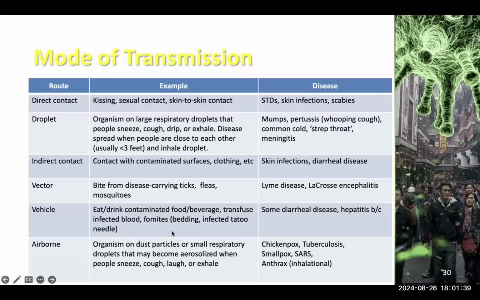So for direct contact, mostly sexually transmitted diseases, skin infections, and scabies. Droplets, we have pertussis, common cold, strep throat, meningitis. Indirect contact with the contaminated surface includes skin infections and diarrheal diseases. Vectors include Lyme disease, La Crosse encephalitis. Vehicle includes diarrheal diseases, hepatitis B. And airborne includes TB, chickenpox, smallpox, SARS, and others.